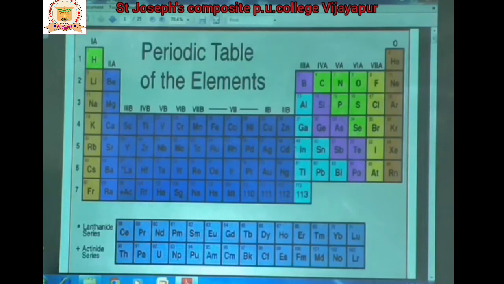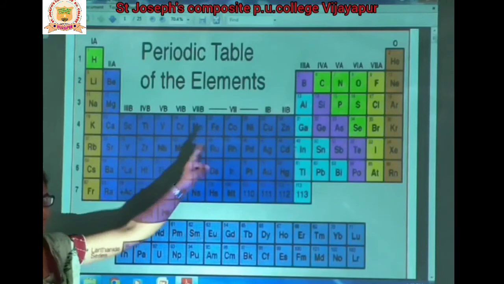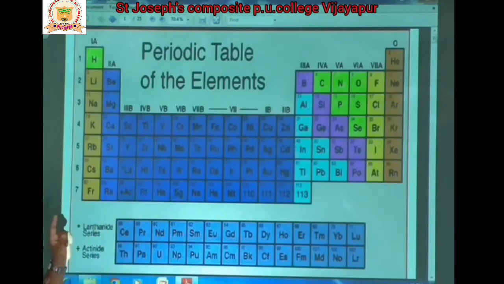According to Henry Moseley, what is the modern periodic law? Modern periodic law states that the physical and chemical properties of the elements are periodic functions of their atomic number. Okay, this is very important. This is known as the modern periodic law.